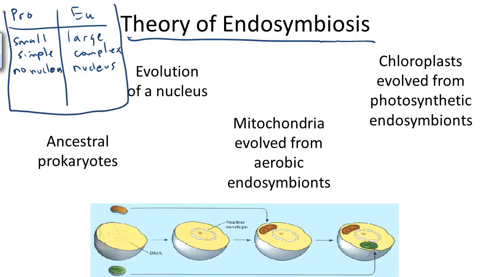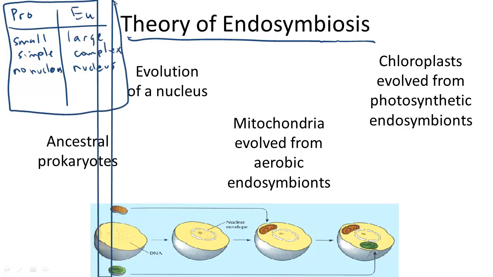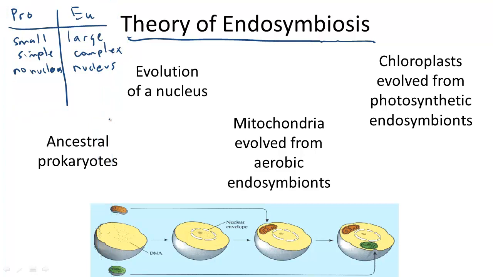Well, evolutionary biologists were wondering how did these cells come about, and which came first, and how did eukaryotic cells just come about? So this is one way of explaining how eukaryotic cells formed. It's called the theory of endosymbiosis. We can learn a lot from that word to determine what the theory is.